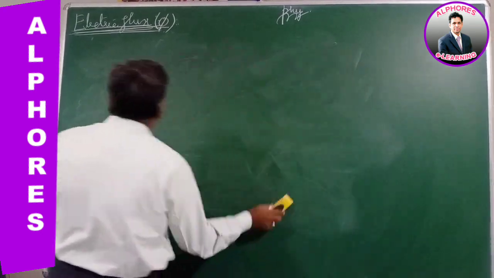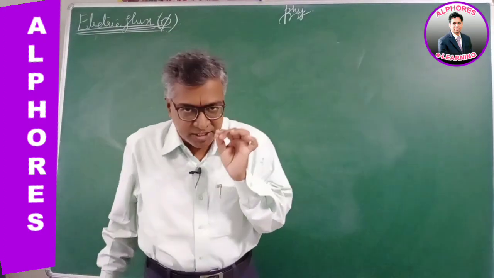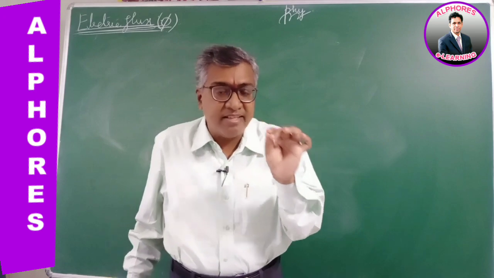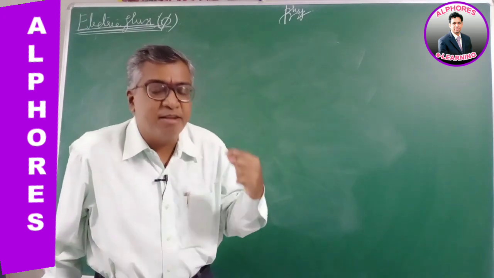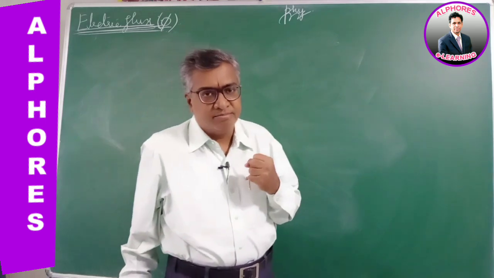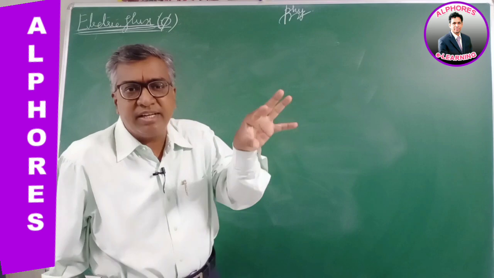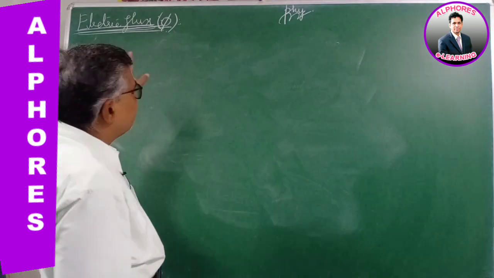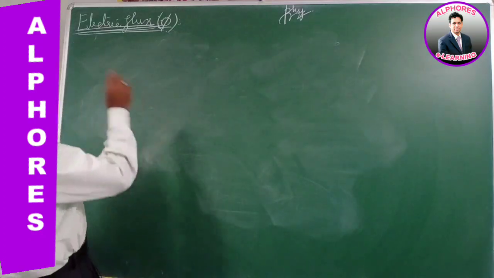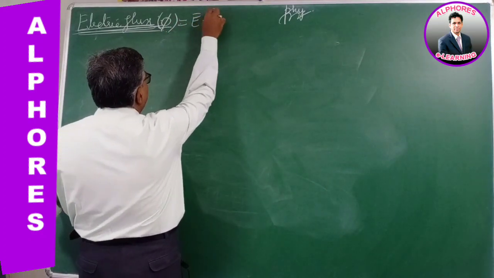So electric flux, I was telling you, is the measure of the number of lines of force passing through the area element you have considered. Through that area element, the measure of the number of lines of force is termed as electric flux phi. Now this electric flux is defined as E bar dot A bar.